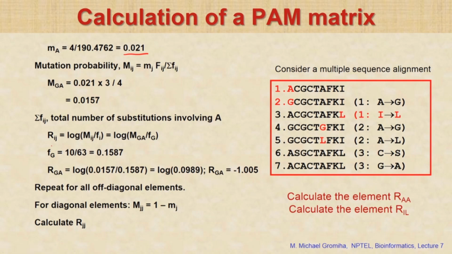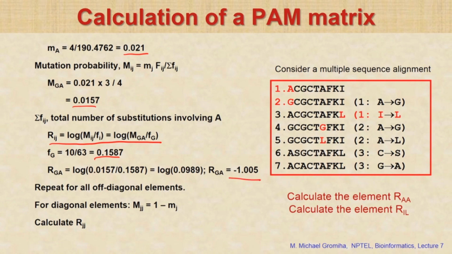Now, we get the Rij, the logarithm of Mij divided by Fi, the frequency of G. Mga is given as 0.0157. So, Fg we get, out of 6310 glycines. Earlier we took the value of alanine, now we take the value of glycine. So, this is equal to 0.1587. Then for Rga we substitute the values here: log of Mij, which is 0.0157, divided by 0.1587. So, we get the value of minus 1.005.